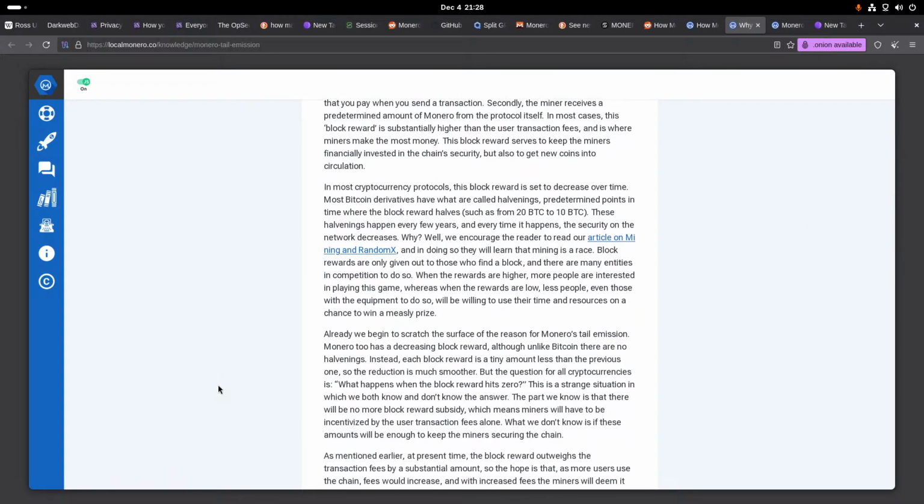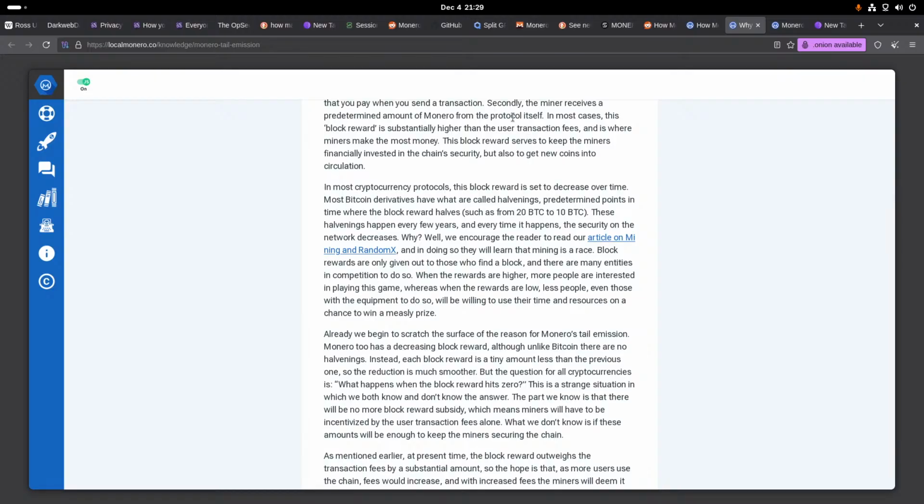In most cryptocurrency protocols, the block reward is set to decrease over time. Most Bitcoin derivatives have what are called halvings, predetermined points in time where the block reward halves, such as from 20 BC to 10 BC. These halvings happen every few years, and every time it happens, the security of the network decreases. Why? Well, we encourage the reader to read our article on mining RandomX.